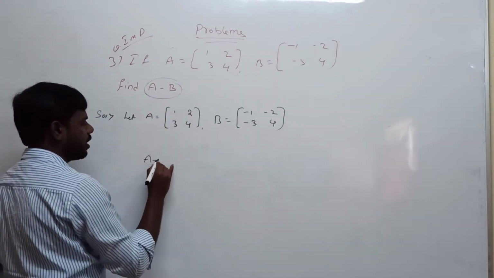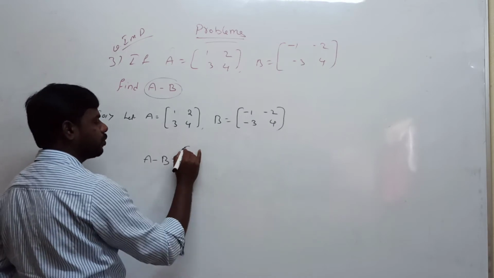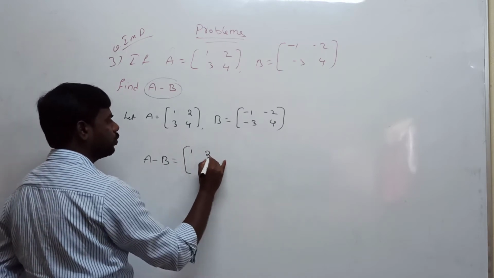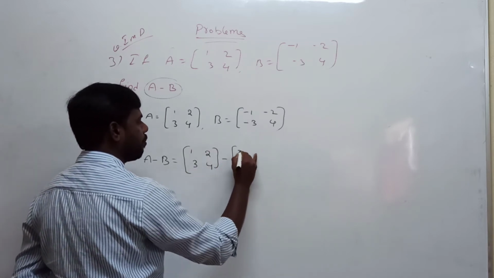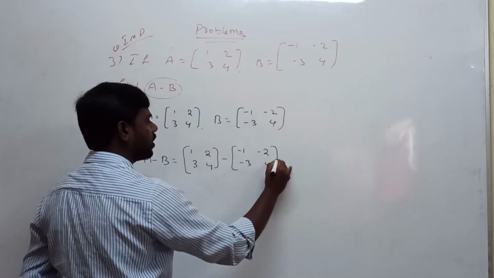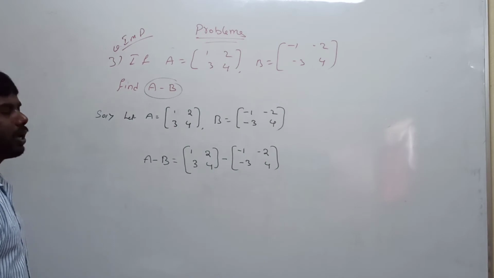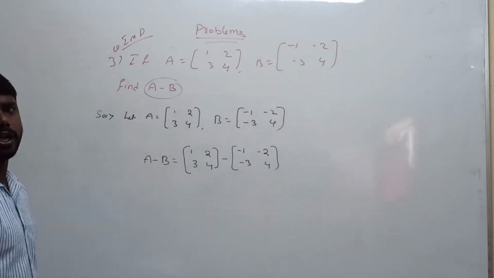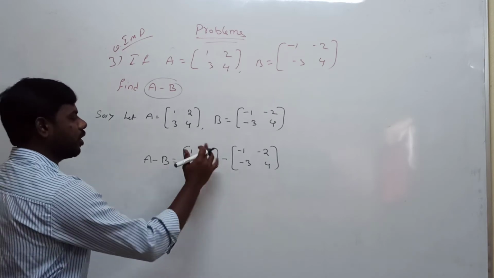To find A minus B, subtracting the two matrices A and B. First substitute the A matrix 1, 2, 3, 4. Next the negative symbol, then -1, -2, -3, 4. What they are asking to calculate? A minus B means subtracting the corresponding elements. They are given the negative symbol, that's why we are subtracting the corresponding elements.